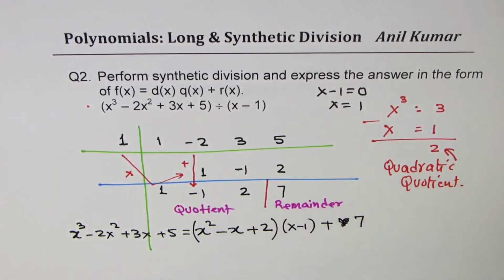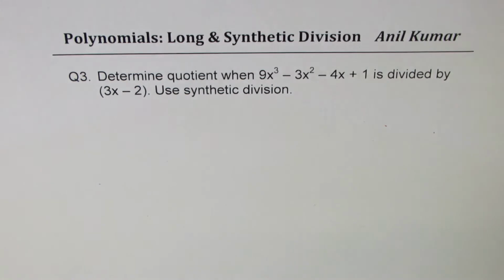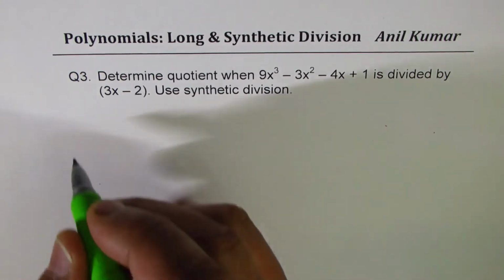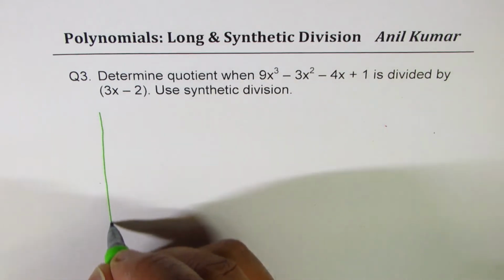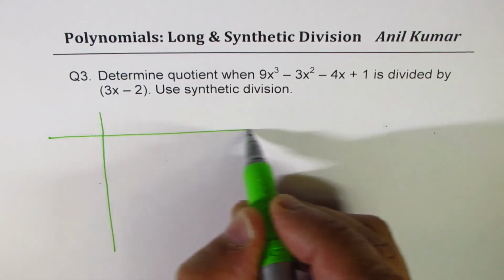Is it okay? So that is very clear. Perfect. So let's move on and check question number 3. Determine the quotient when 9x cubed minus 3x squared minus 4x plus 1 is divided by 3x minus 2. Use synthetic division. Now here, some students can make a mistake.